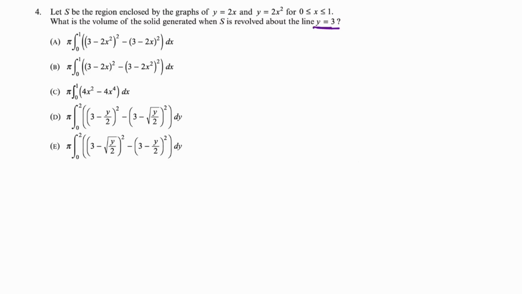That's kind of like the normal thing. It's kind of like going around the x-axis, so everything should be in terms of x. I'm going to just cross out D and E because they're in terms of y. Now I'm going to go from here. I'm going to graph this thing.